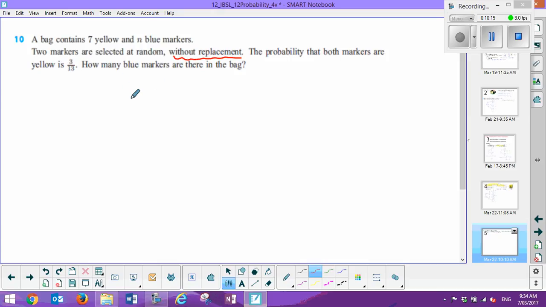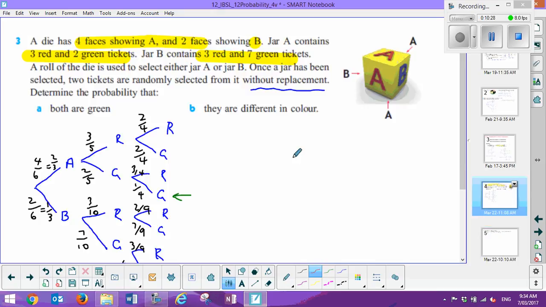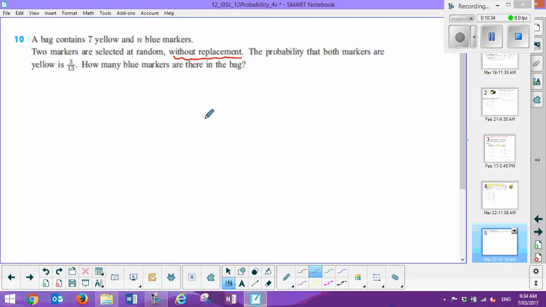So basically, if you think about how we go about this, same strategy, set up your tree, but in this case we don't have a number for our blue markers, we have an N. So all the way through your tree you're going to have an N somewhere, but we now know that the probability of getting both markers being yellow is 3 on 13, so you'll need to set up a multiplication of probabilities that will equal that and then solve.